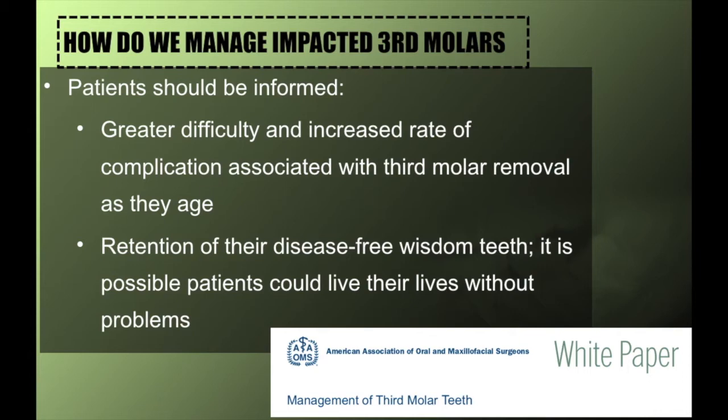Also included, should active surveillance be opted, is that we should inform the patient of two significant probable outcomes, which is very recommended. First is that it is possible that they could live their lives without the disease-free wisdom teeth causing any problems to the patient. However, as another point, should they opt or if it becomes necessary to remove the wisdom tooth at a later age, then there can be an increased difficulty as well as an increased rate of complication associated with its removal as a patient ages.